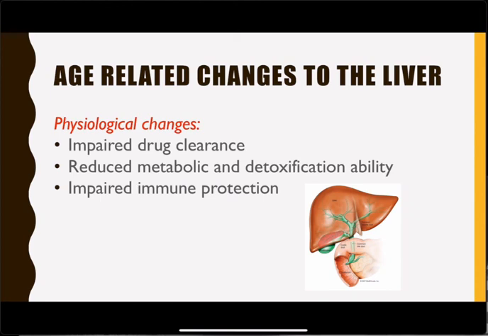Because of the fewer cells and the fewer enzymes, we see impaired drug clearance, as well as reduced metabolic and detoxification ability. This also impairs our immune system, right? We have those resident Kupffer cells, resident macrophages, so when the blood goes through the sinusoids of the liver, it has to come in contact with macrophages, which are just ready to attack and phagocytize anything that's not good for us or not supposed to be there. As our liver gets a little worse at doing its job, so does our immune protection.